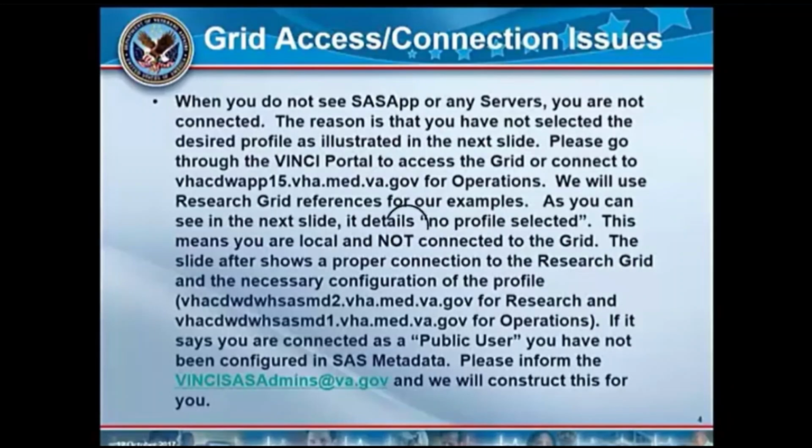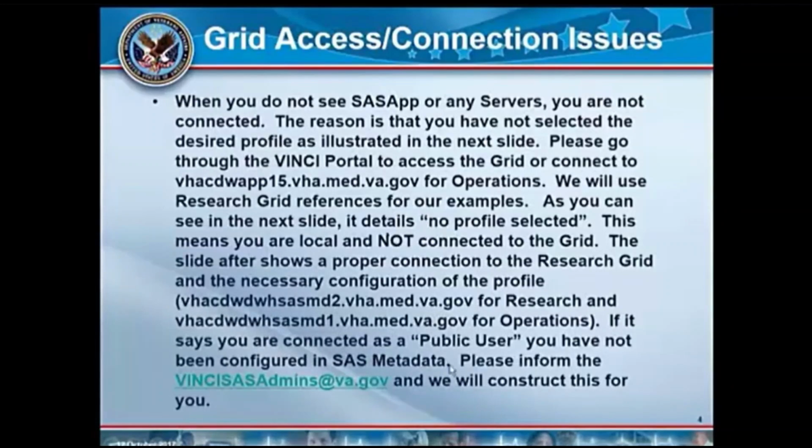Please go through the VINCI portal to access the grid, or connect to the VHA, CDW App 15, etc. for operations. If you try to connect otherwise to other servers, you may not have the best experience. We will use the research grid for references and also a couple of operational examples. As you can see in the next slide, it will say no profile selected. This means you are local and not connected to the grid. The slide actually shows a proper connection to the research grid and the necessary configuration of the profile. For research, you put in this, and for operations, that.